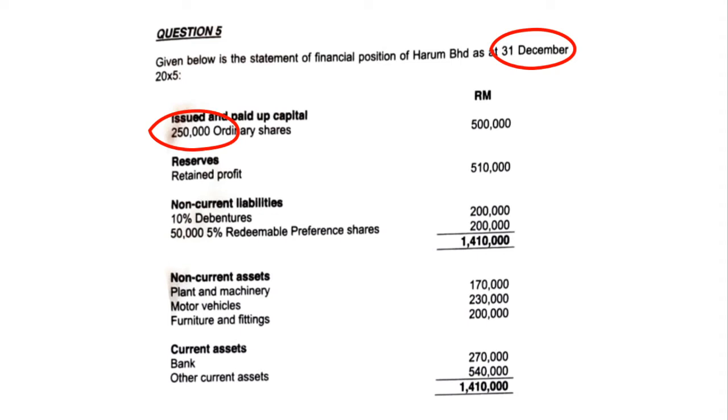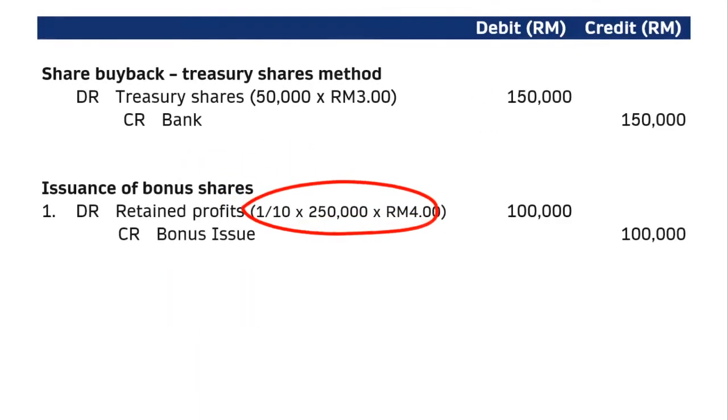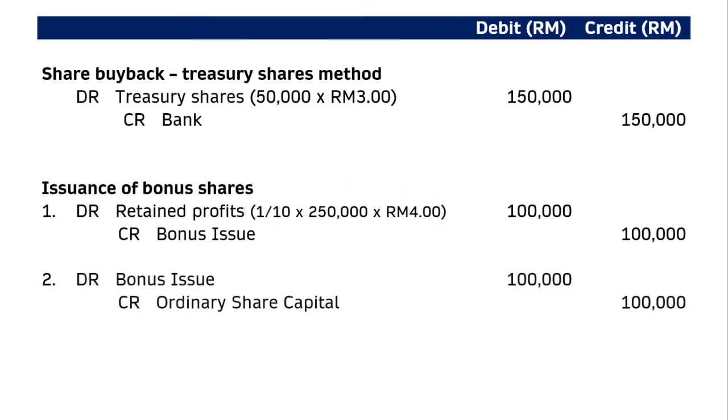So these are the shareholders entitled for the bonus issue. Okay, so that 1 over 10 times with 250,000 times with 4 ringgit get 100,000. Credit bonus issue and debit bonus issue and credit your ordinary share capital. That's it. Done for question number 5.